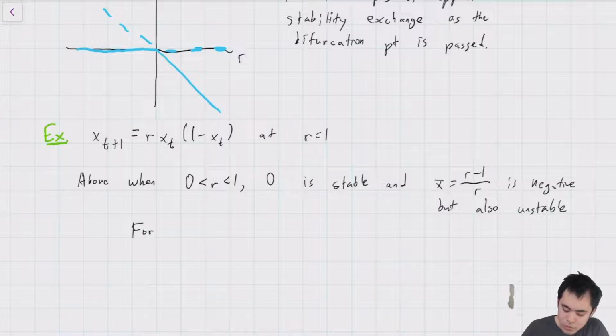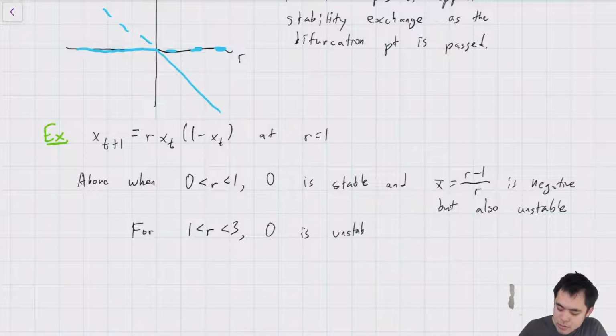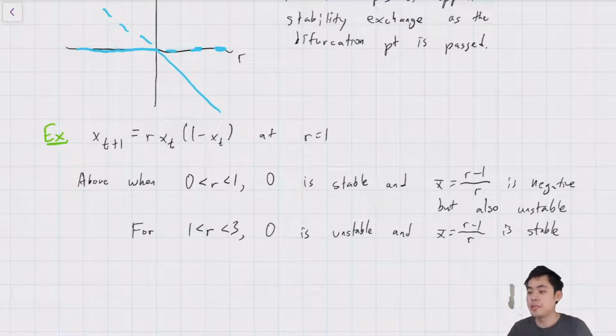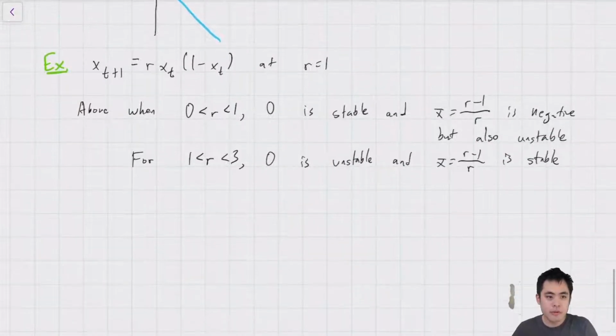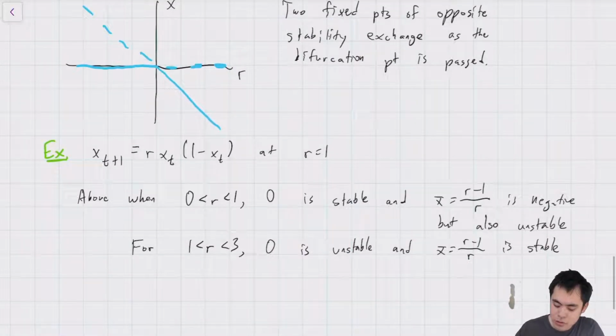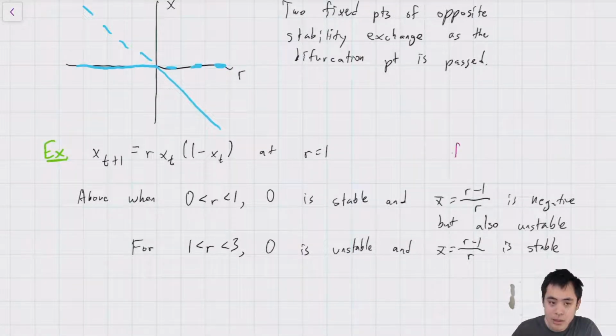However, when we go to r greater than 1 and less than 3, 0 is unstable, and x bar equal to r minus 1 over r is stable. So that's an example of a transcritical bifurcation. And we'll give one final type. Oh, I should mention for completeness that again here, f prime of x bar of r bar is equal to 1.